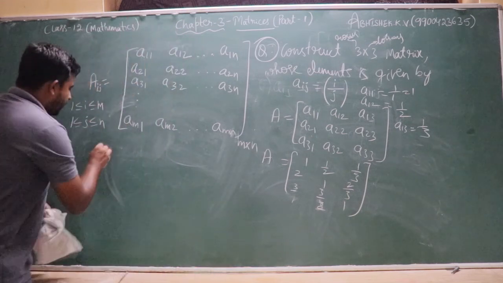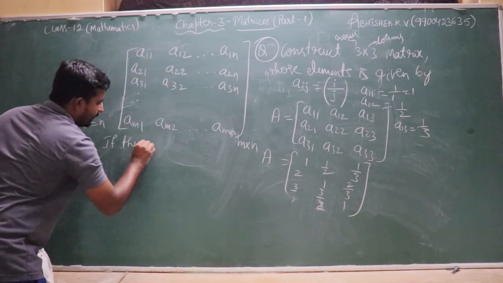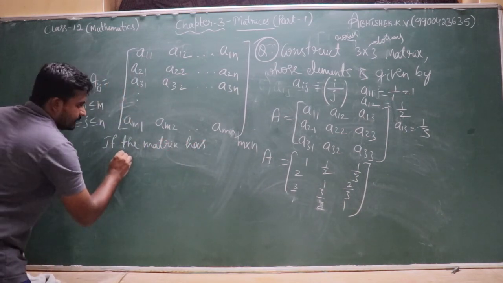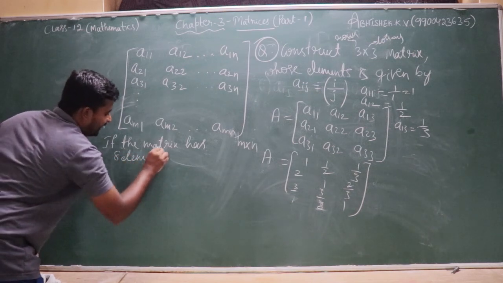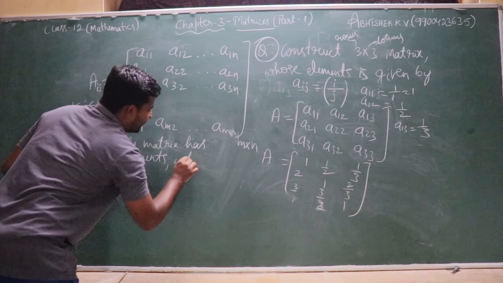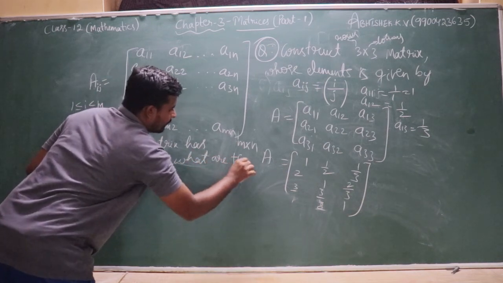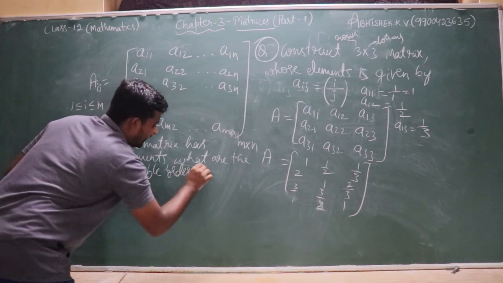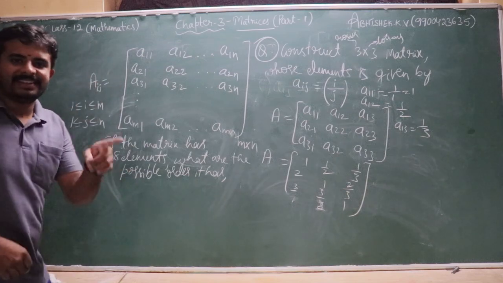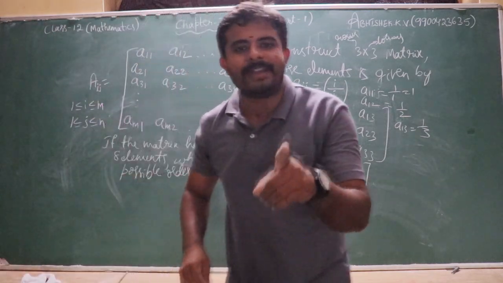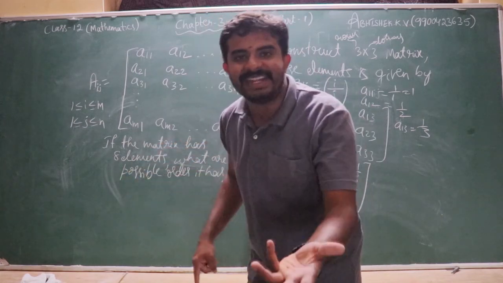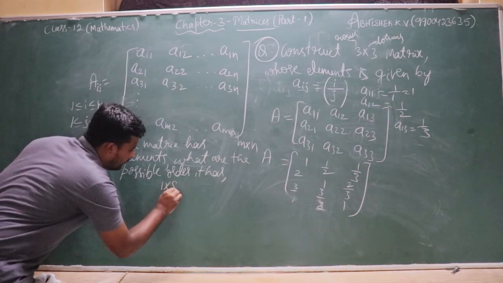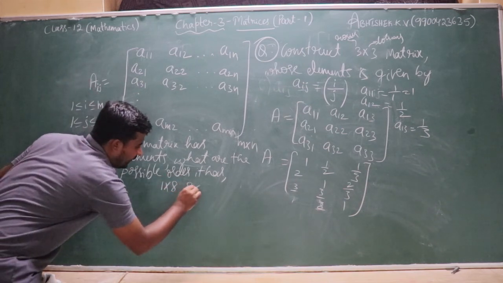Suppose the examiner asks, if the matrix has 8 elements, what are the possible orders it has? If the matrix has m rows and n columns, then it is of order m by n. If the matrix has 8 elements, what are the possible orders? It may have the order 1 by 8 or 8 by 1.